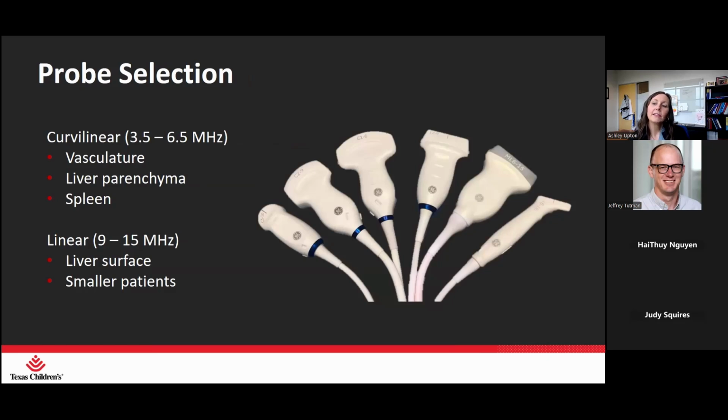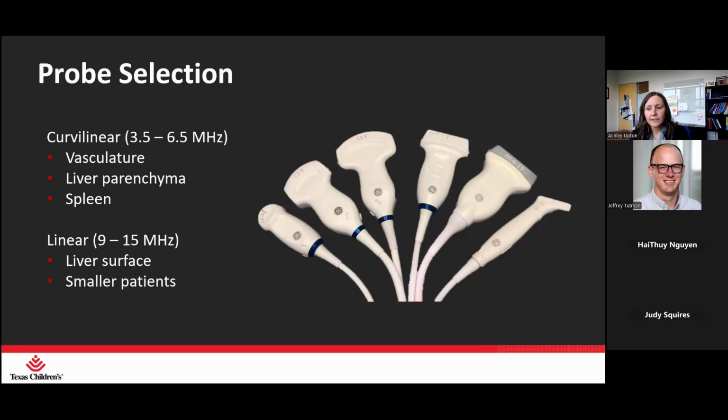When evaluating the liver for portal hypertension, it's important to know which probe and which settings to use. If you have multiple probe options, like we typically do in pediatrics, these are the settings and the probes that I would recommend. So for vasculature and the liver parenchyma and the spleen, the curvilinears usually are your better option. They penetrate better and they have a wider field of view.